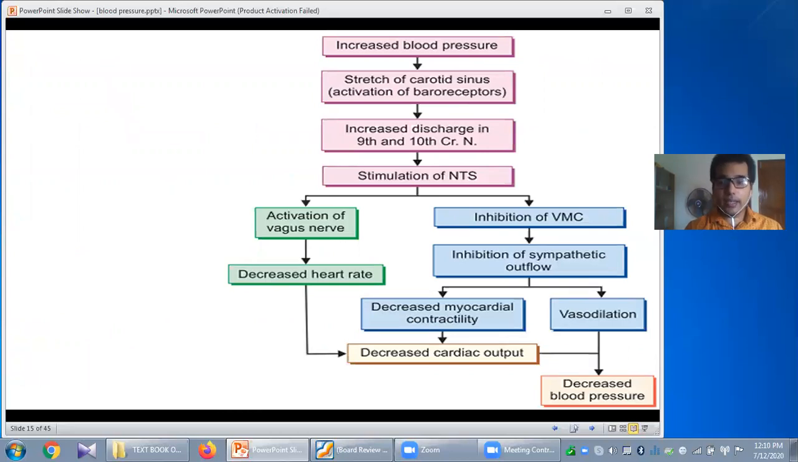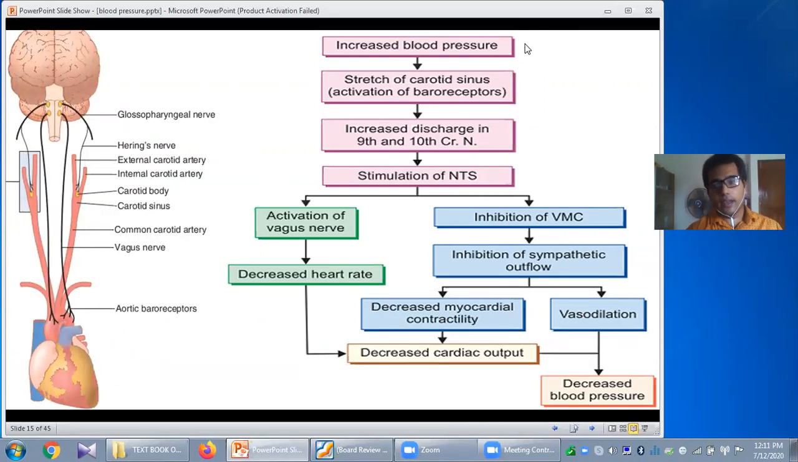Now here you can see the actual scenario of the baroreceptor feedback mechanism. Say your blood pressure is increasing. Normally, in response to increased blood pressure, the main response is produced by aortic baroreceptors. This elevated blood pressure will cause distension of the aortic sinus and carotid sinus, but predominantly this response will be produced by the aortic baroreceptor, as I just mentioned.